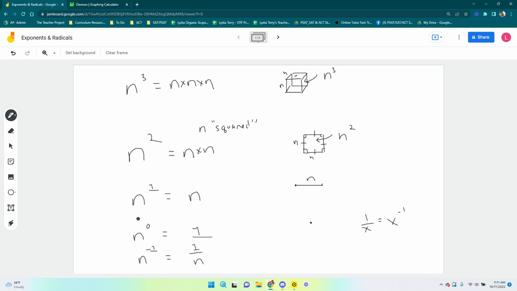What about n to the 1/2 power? What is that?